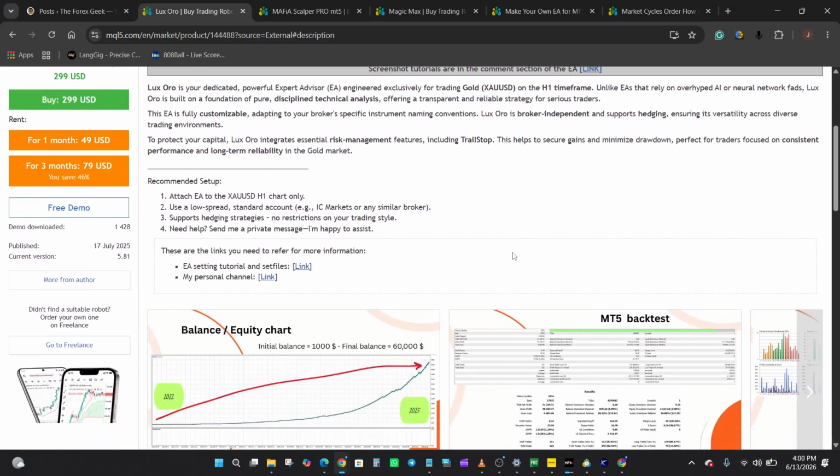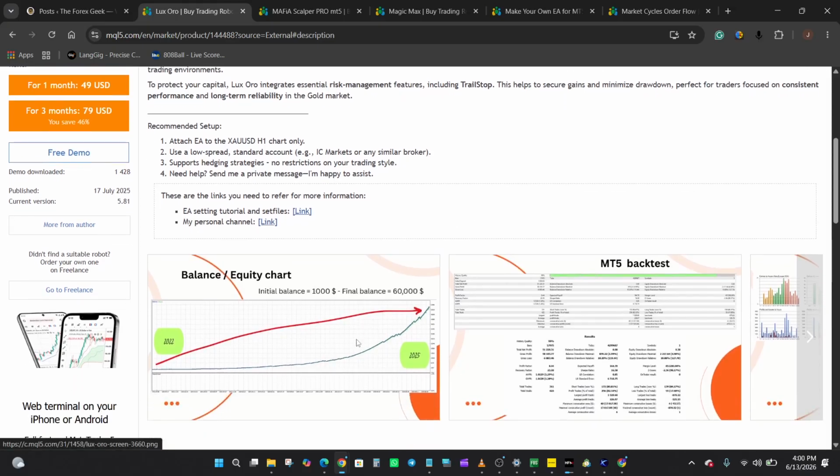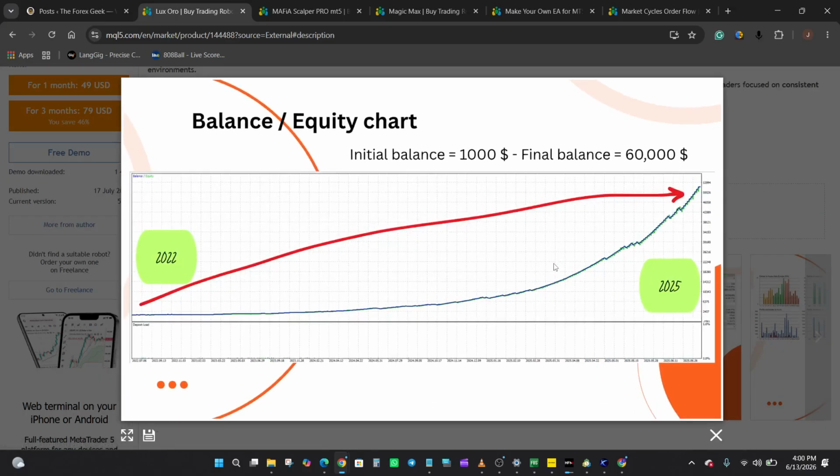Now let us move into the backtesting section. As we review the historical testing results and chart activity, it's important to remember that backtesting is designed to evaluate how an expert advisor would have behaved under past market conditions. Historical analysis can provide useful insights, but it should never be treated as a guarantee of future performance.